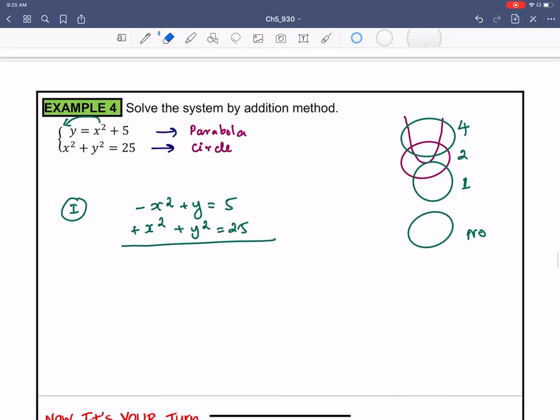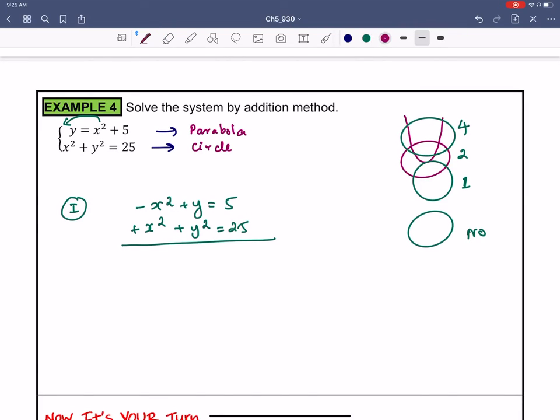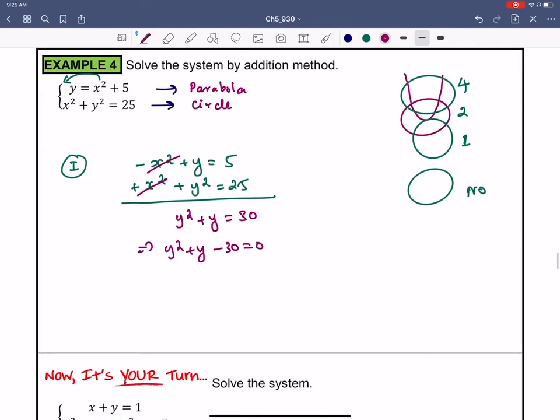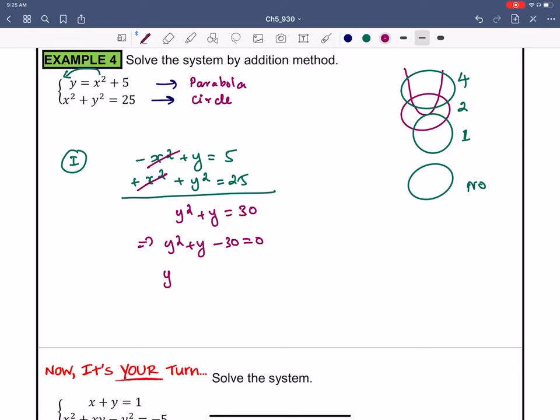Now, when I add these 2 equations, you would agree with me that the x squared terms are going to go away. Then I have y squared plus y is equal to 30. This tells me y squared plus y minus 30 is equal to 0. If I factor this, that gives me y plus 6 times y minus 5 equal to 0. That means y is equal to -6 and +5. Here you may have to double check to see which one makes sense and which one does not. So here y is equal to -6 and y is equal to 5.